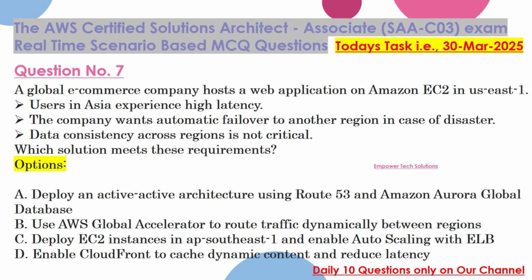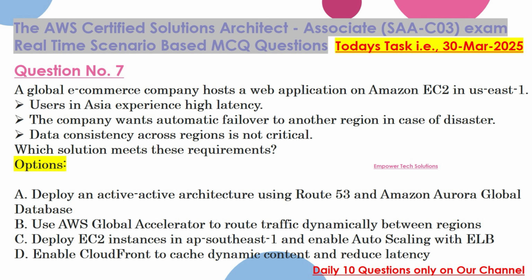Question 7. A global e-commerce company hosts a web application on Amazon EC2 in US East 1. Users in Asia experience high latency. The company wants automatic failover to another region in case of disaster. Data consistency across regions is not critical. Which solution meets these requirements?